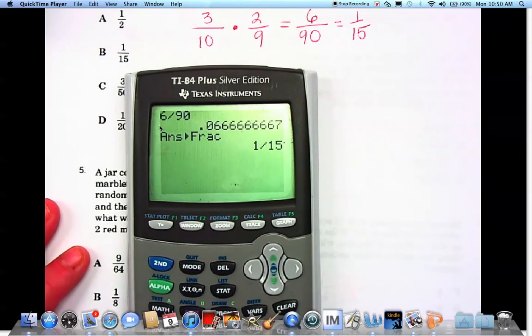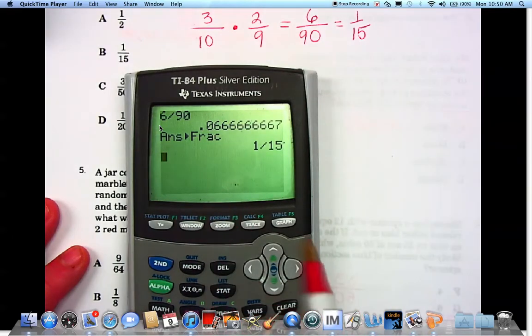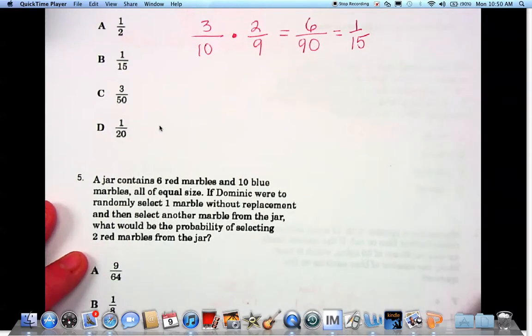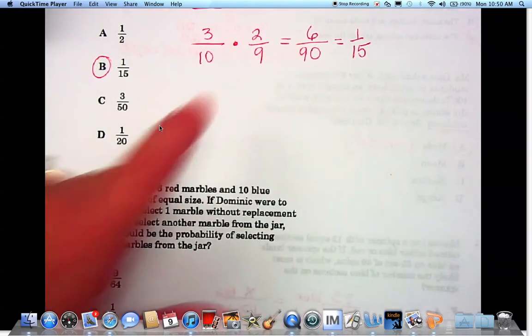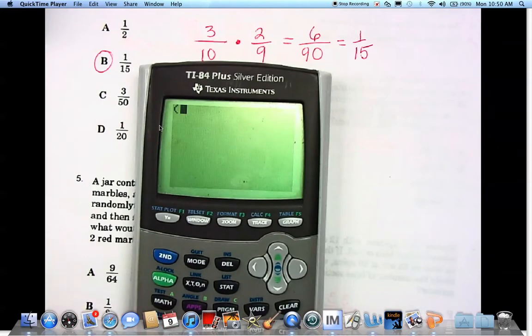Okay, does everybody know how to do math, fraction, enter? Because that is a very helpful tool on your tax test. Use it on everything. Okay? 1/15. Or you can even put the whole thing in. You can do parentheses 3 divided by 10 times parentheses 2 divided by 9, and then change it math, enter.